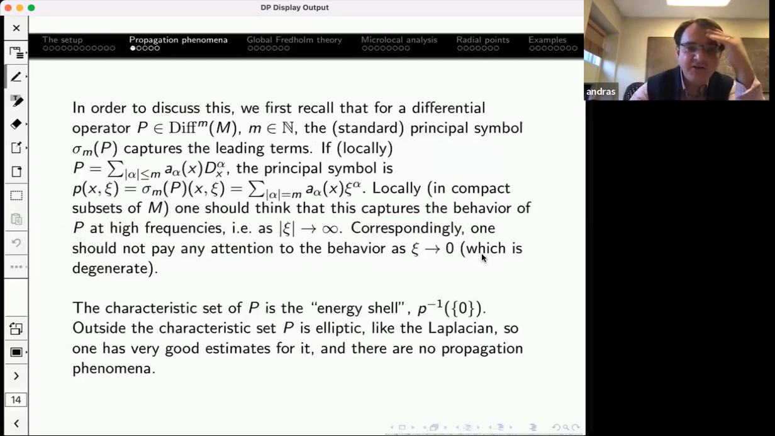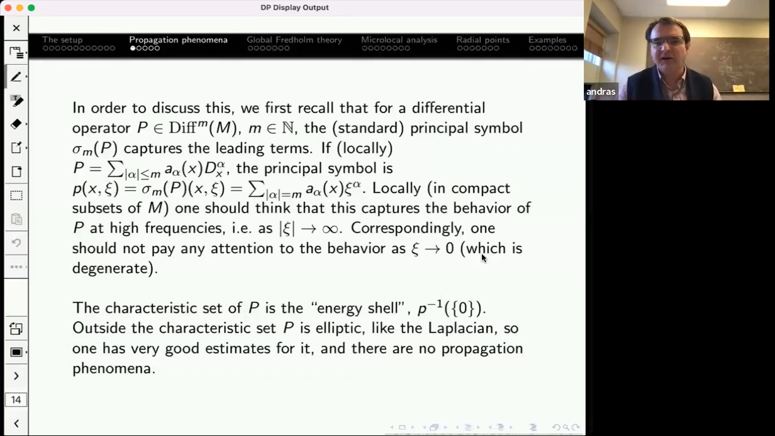So in order to discuss this, I first just want to recall local behavior. This is not going to be the full answer to things. That's going to come a bit later, but I have to say something about the local behavior first, because it's easier to say. When you have a differential operator, a sum of derivatives with some coefficients up to some order, the principal symbol is just taking the leading order parts.